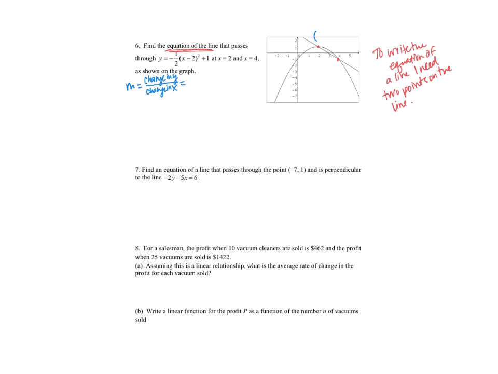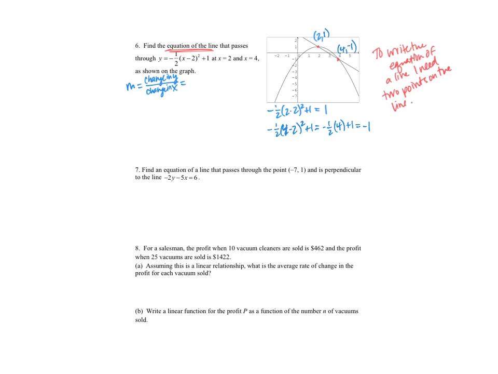So if I'm at the x value 2, what is the y value that goes with that? Let's see here. I'll have negative 1/2 (2 minus 2) squared plus 1, so that's just 1. So (2, 1) is that point. And this point is 4 comma, let's see what it is, negative 1/2 (4 minus 2) squared plus 1. So 4 minus 2 is 2 squared, so that's negative 1/2 times 4 plus 1, which makes negative 2 plus 1, which is negative 1.